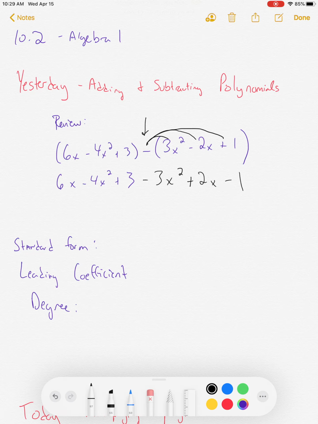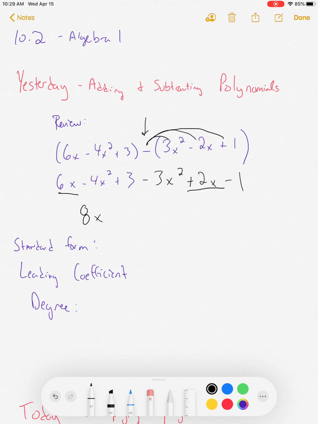Now I need to go through and combine my like terms. CLT, combine like terms. Remember, a like term is something with the same variable, so the same letter, of the same degree. So same letter, same exponent. So first up, I have 6x plus 2x.